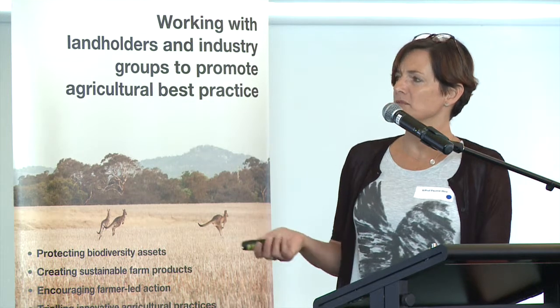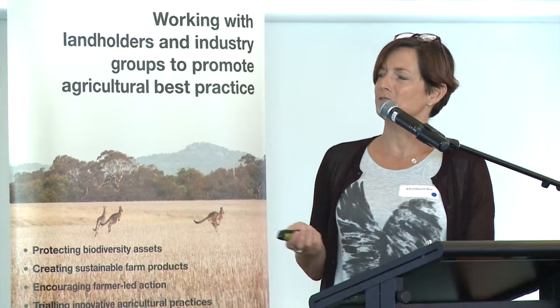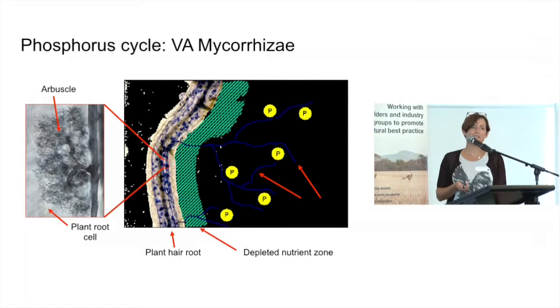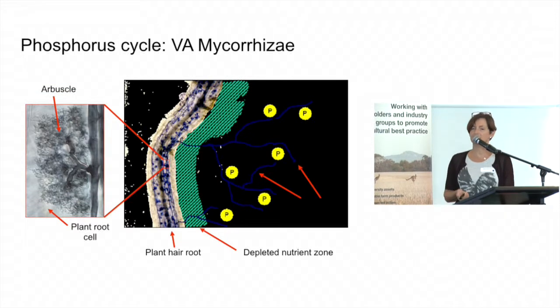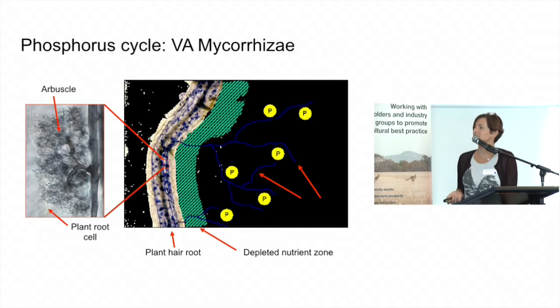I just want to mention that microbes also influence the phosphorus cycle. We've heard of vesicular arbuscular mycorrhizae. I just want to make mention of those, and they help certain host plants assimilate phosphorus. I'm going to skip over that one.